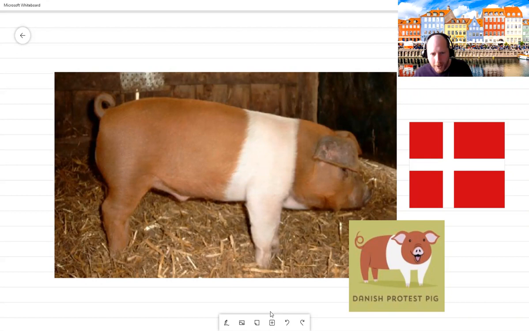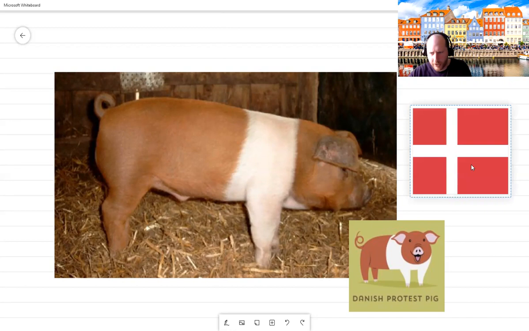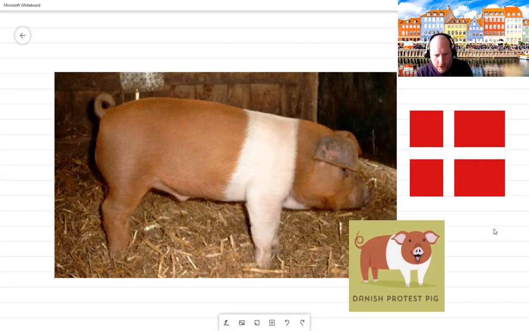So the whole country was taken over by the Prussians, and there was a law put in place that the Danish people were no longer allowed to fly their flag. It is against the law. You must forget about your Danish heritage, and you must just be Prussian. And so some clever pig farmers got together, and they ended up breeding what they called the Danish protest pig.